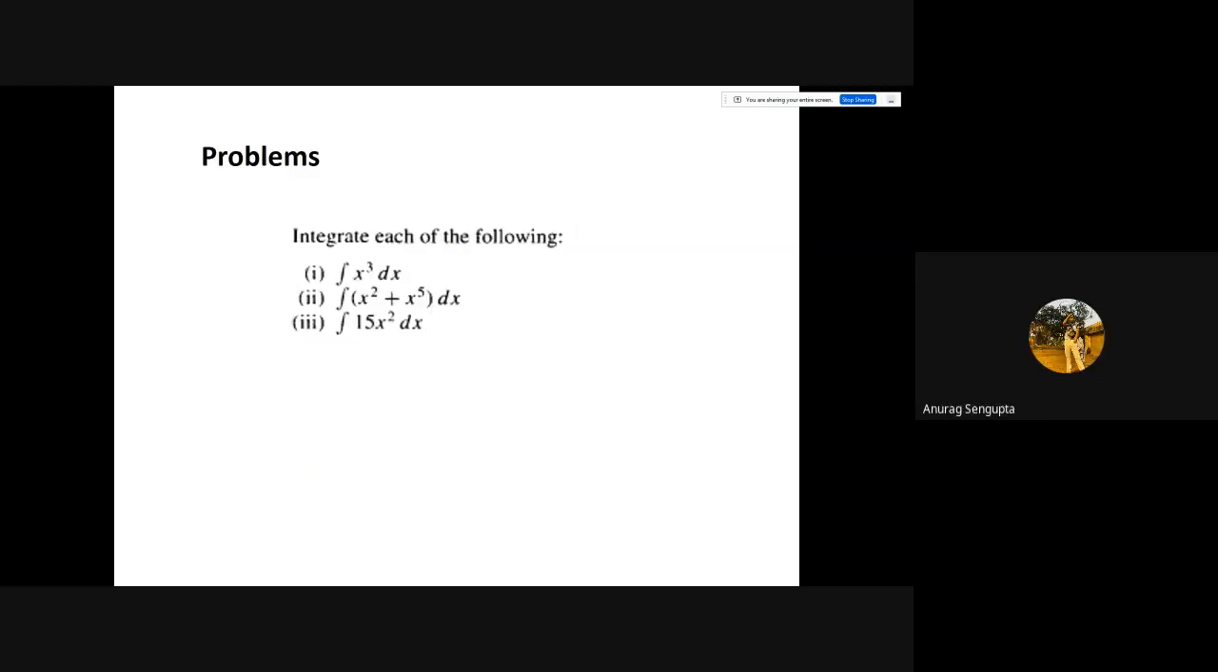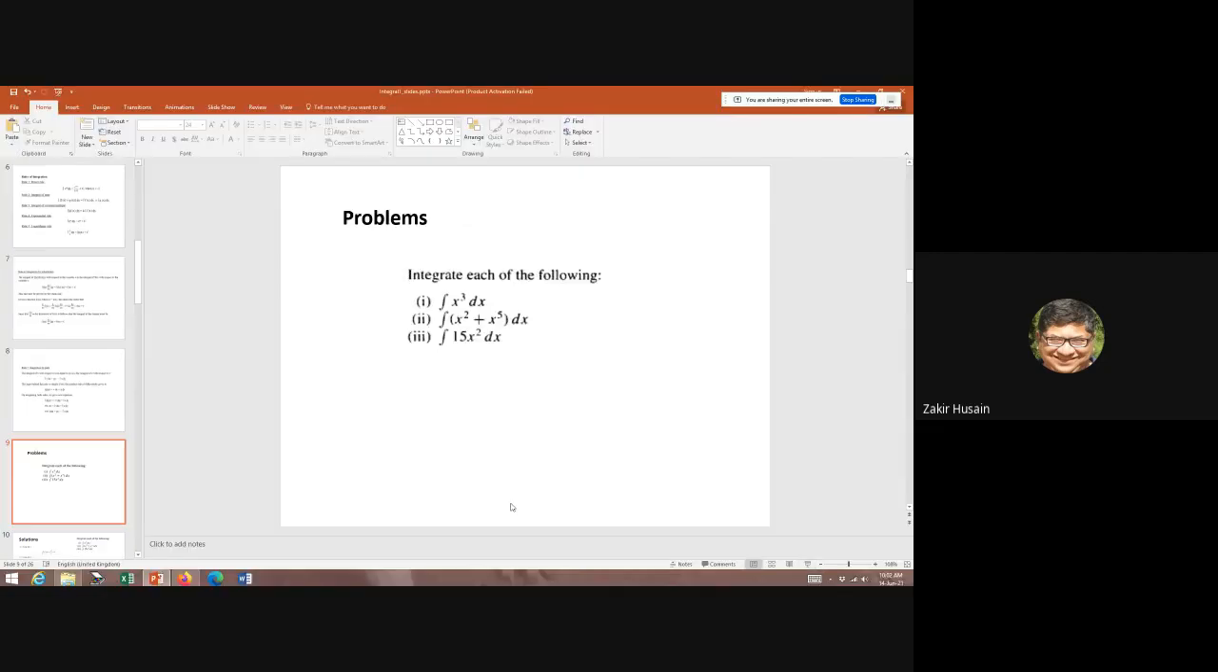Class 12, class 13, class 14, okay. So let's start integrating these functions. So what are these functions? Power function.